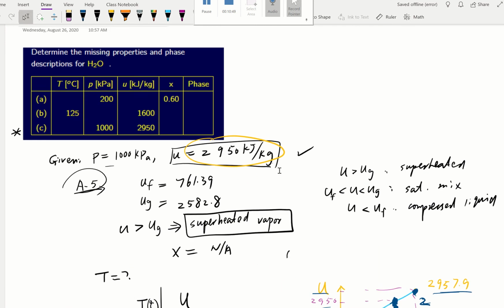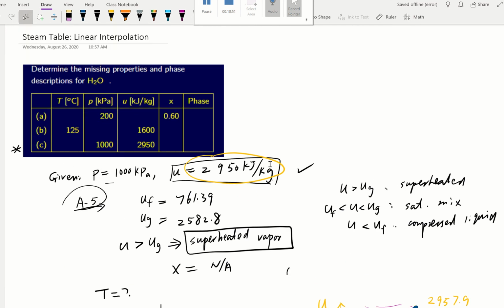All right. So this is an example of linear interpolation, and we also ventured into the superheated table for this one.